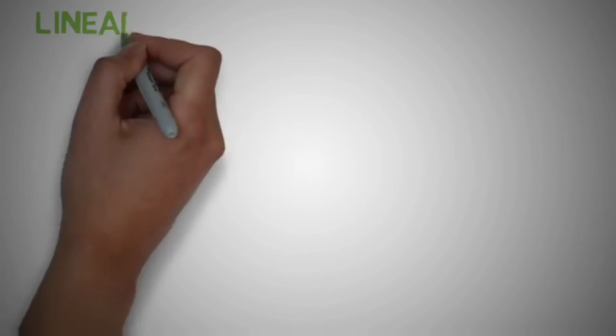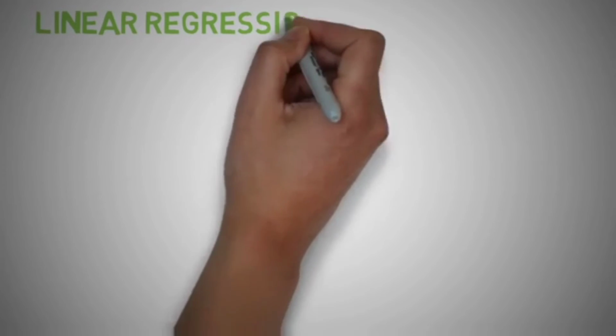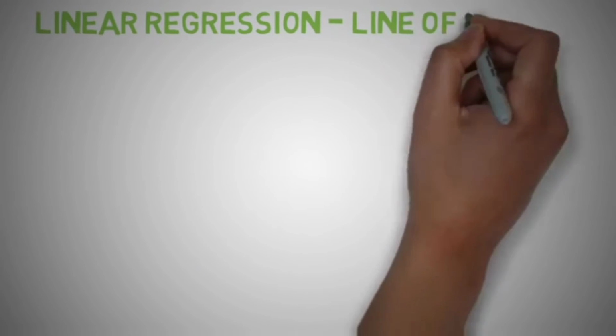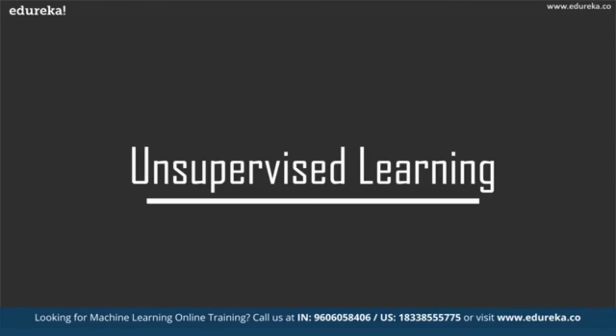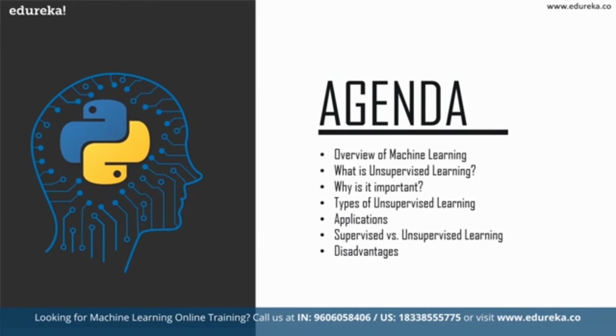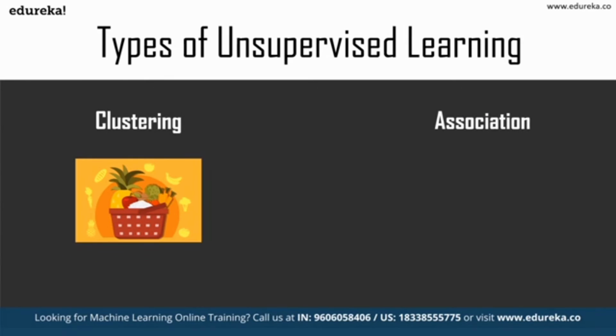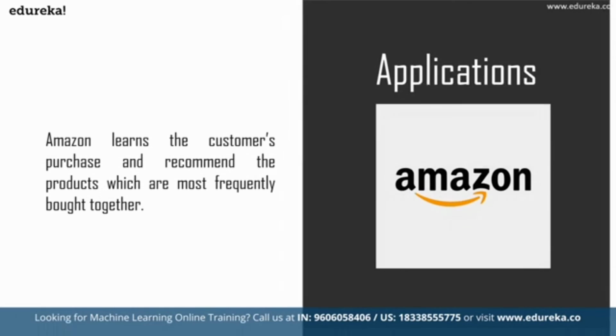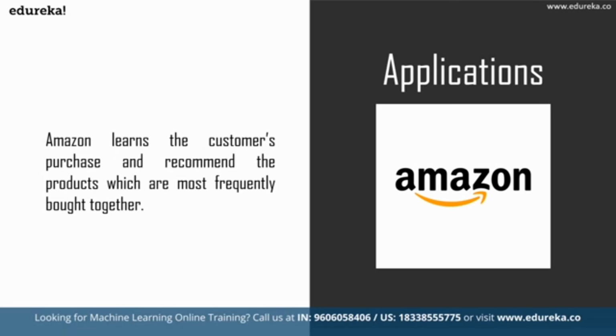So you can think of linear regression as the line of best fit. So the line of best fit can be unsupervised learning. Let's take a look at the topics that we shall cover in today's session. It is broken down into two parts, which are association and clustering. So Amazon learns from the customers' purchases and recommends them the products which are frequently bought together and so on.